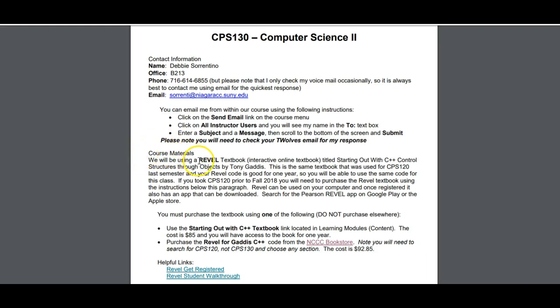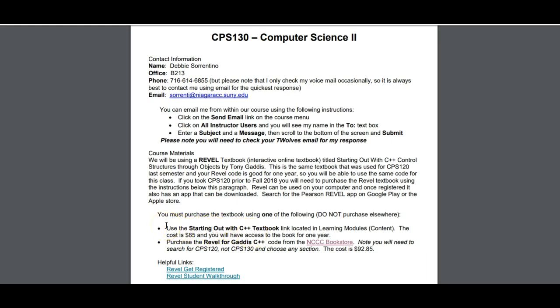Okay, I'm going to let you read through this, but for course materials, we're going to use the Revel textbook, Starting Out with C++ by Tony Gaddis. This is the same textbook that was used for Computer Science 1 last semester. So if you have that textbook code, the online book, you should be all set for this semester. If you took CPS 120 in a previous semester prior to fall 2018, you are going to have to purchase this. It's an important part of the course, and there are online assignments that need to be completed.